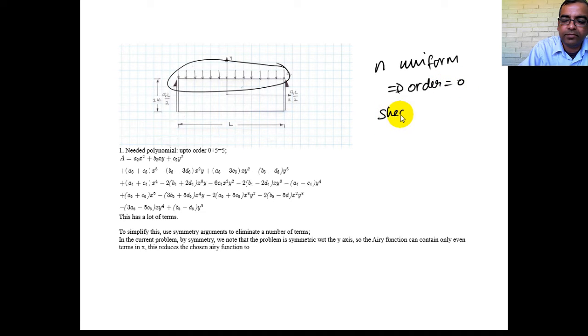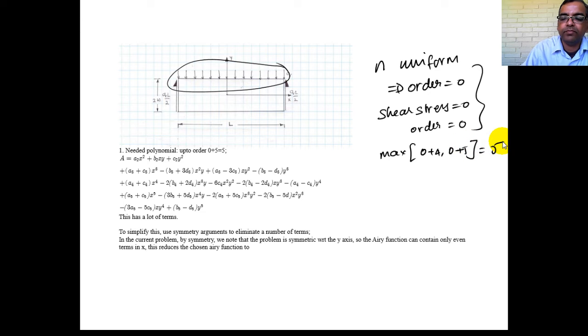Shear stress 0, order 0. This is a 0th order polynomial, no? So max of 0 plus 4 comma 0 plus 5 will give me 5. So I have to pick an Airy stress function which is up to 5th order. Okay, that's my Airy stress function, up to 5th order.